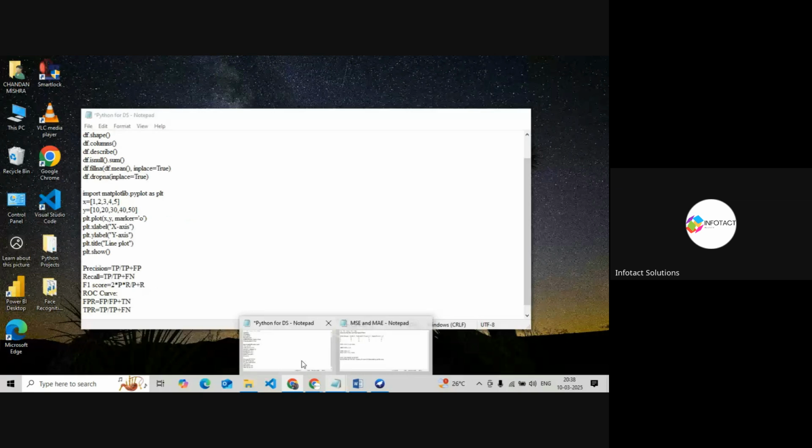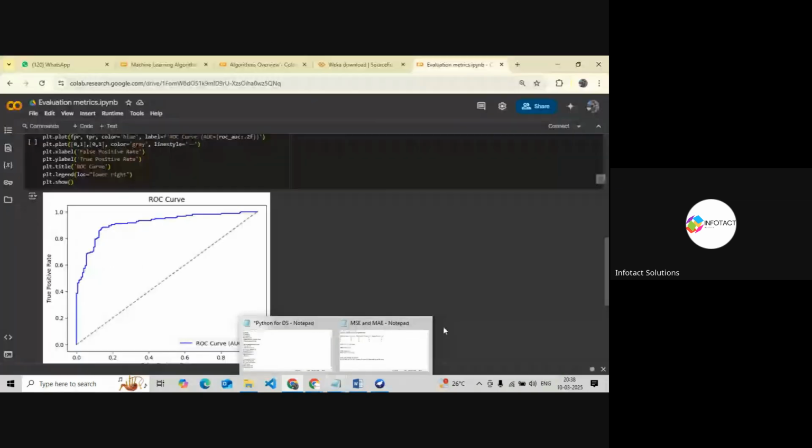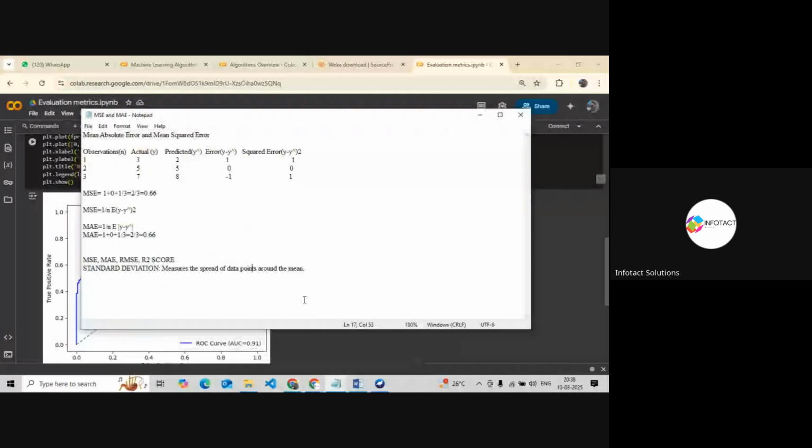So now the main stuff: for classification-based tasks, we are using precision, recall, F1 score, and ROC score. When we are talking about regression-based tasks, what are the evaluation metrics we are using? We are using mean squared error, mean absolute error, root mean squared error, and R2 score.